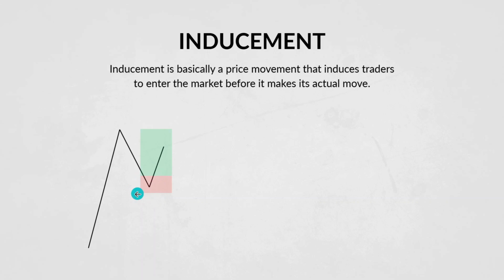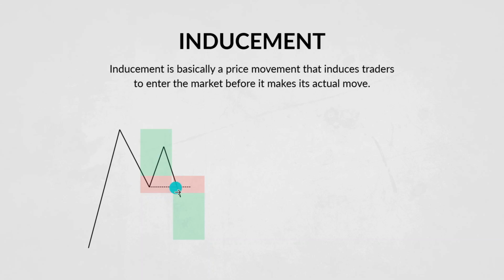And a whole lot of them will place their stop losses here and they will look to target this swing high right here. But what usually happens is the price comes back, takes out these lows, which means the early buyers have gotten stopped out.